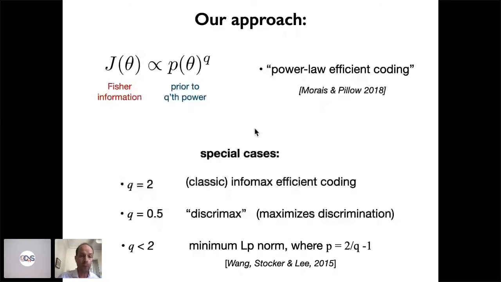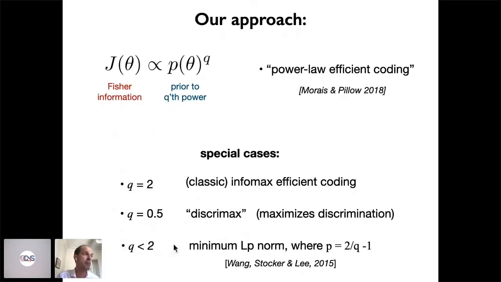And I should say, previous literature has considered special cases of this kind of code. It includes the classic infomax efficient coding as a special case. So when Q equals two, of course, we achieve the code I just mentioned, which maximizes mutual information between the stimulus and the response. On the other hand, Q equals 0.5 is a case that was first discussed in that Ganguli paper called Discrimax, which maximizes discrimination performance, or maximizes the percent correct at discriminating one stimulus from another.